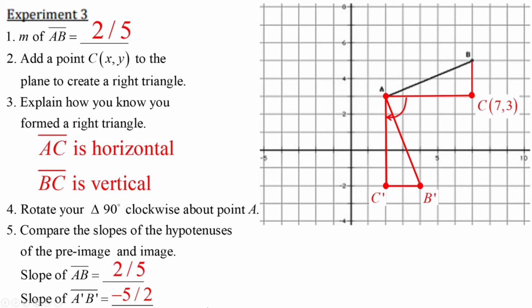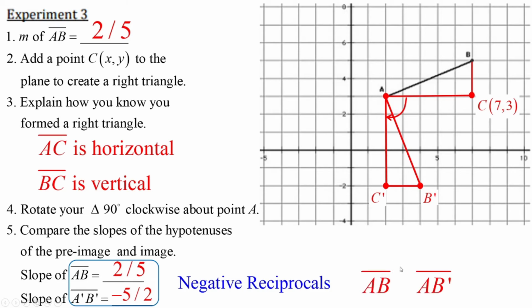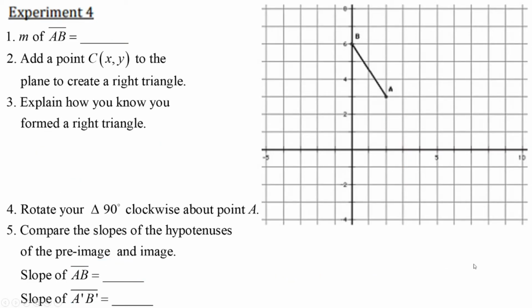And look at those two slopes, 2/5 and -5/2. Those are what? That's right. Those are negative reciprocals. So we know that those two hypotenuses must be perpendicular. So segment AB is perpendicular to segment AB prime. And if you wanted to call that A prime, you could.